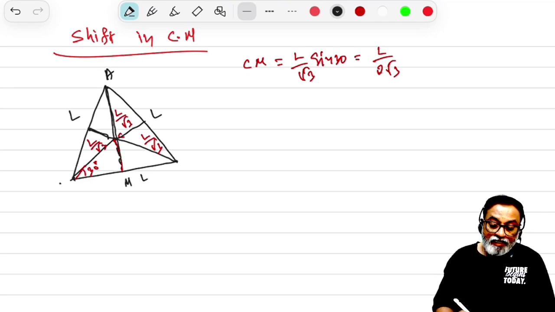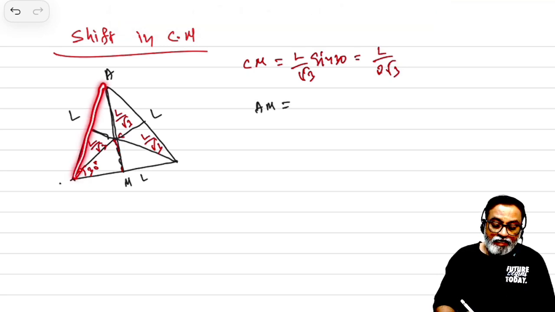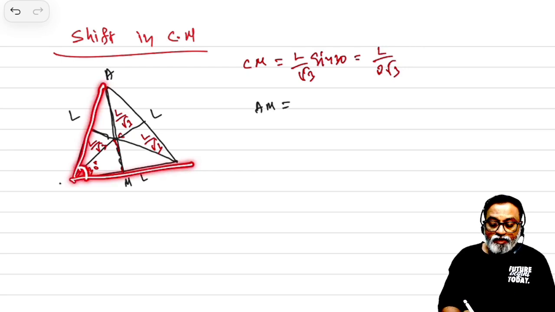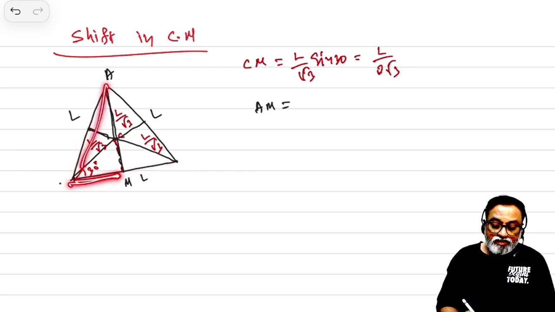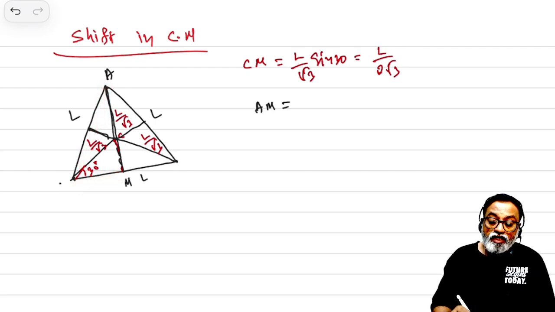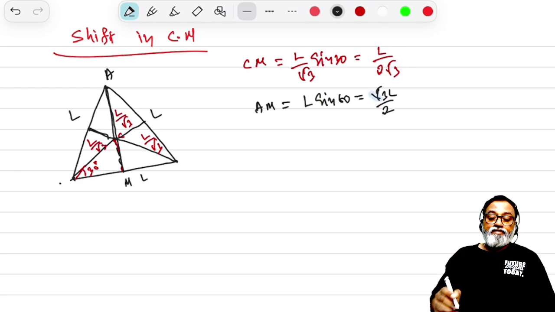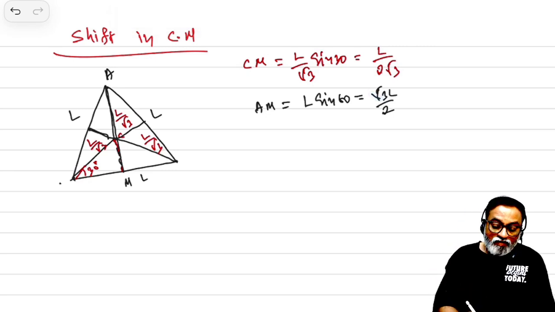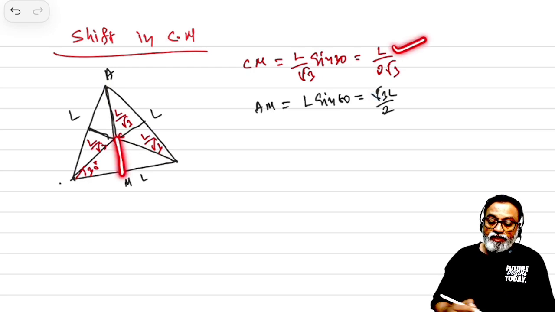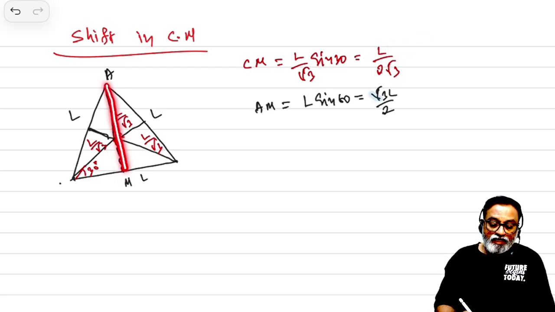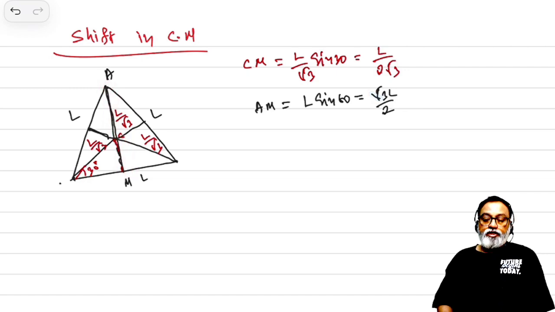Then the total height of the triangle AM. That AM is equal to, this is the total length L and this is the angle 60. Therefore, this distance is L cos 60 and this one is L sin 60. AM is equal to L sin 60. This becomes root 3 L by 2. This is geometry you have to know. In any equilateral triangle, from the centroid to a vertex is L by root 3. This is also L by root 3. This is also L by root 3. From the centroid to any side is equal to L by 2 root 3. And here the total height of the triangle AM is equal to root 3 L by 2.